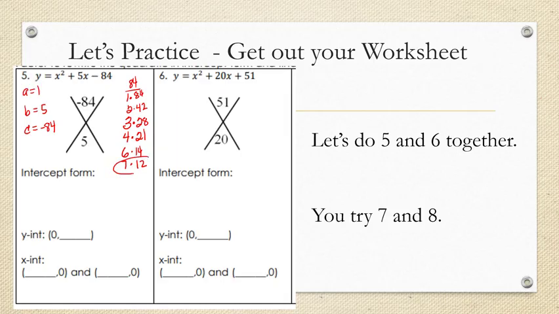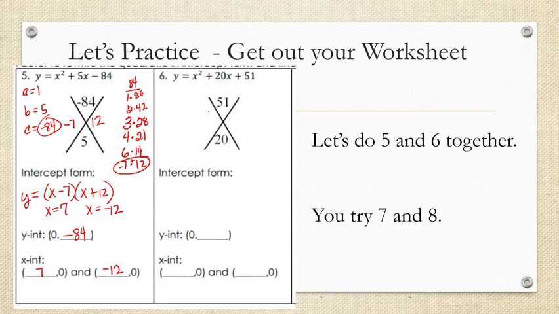It's probably going to be right here. So we're going to go plus 12 minus 5. No, I said that wrong. Negative 7 and 12 to get 5. So y equals x minus 7 and x plus 12. Your y-intercept is your C value, so put negative 84. And your x values are going to be the opposite of what is currently inside the parentheses. So 7 and negative 12.